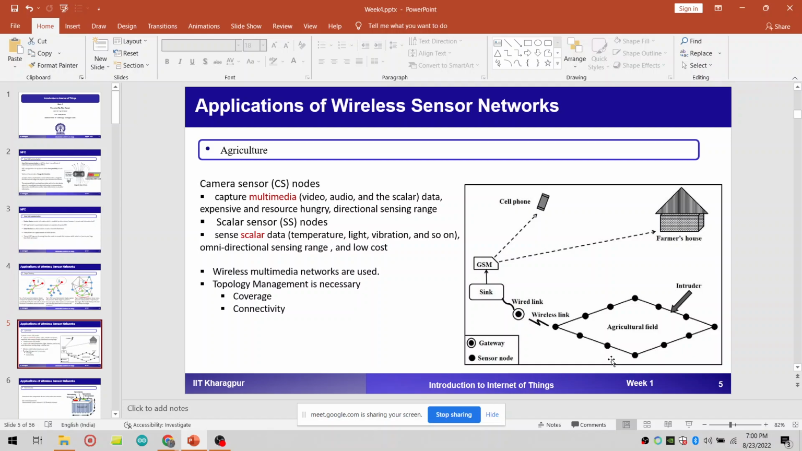And the second one is to detect intruders that can go into your agriculture field. Here you can use an ultrasonic sensor again, on the boundary of your agriculture field. If some intruder wants to enter your agriculture field, your ultrasonic sensor will detect their movements. And as I said, you can use wireless multimedia networks, so you can connect a camera to your ultrasonic sensors. If your ultrasonic sensor detects some movement in your agriculture field, it will turn on your camera, and based on the pictures or video captured by your camera, you can detect the intruders, right?